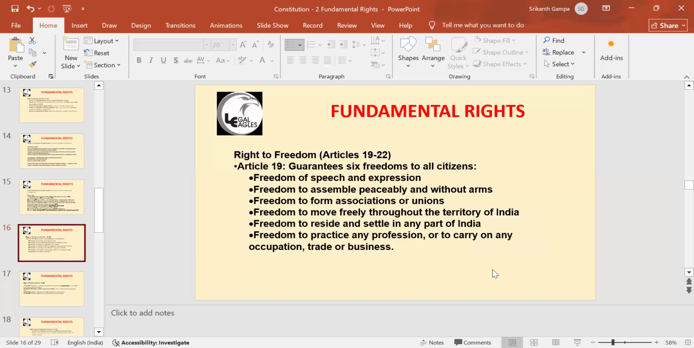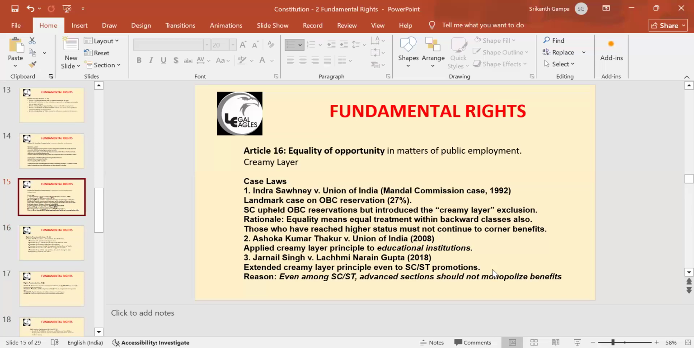Until now, it is already 8 o'clock, so we will take the other fundamental rights in the next session. If you have any doubts, you can ask me. You can post it in the chat or you can unmute. Any questions?